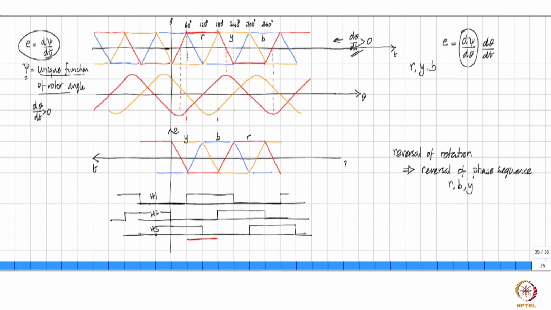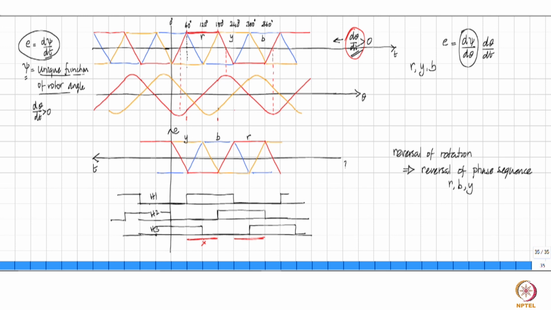As per the direction of rotation, greater than 0. But now if you reverse the direction of rotation, where do you want 1 to be on? 1 should be on whenever the induced EMF becomes greater than 0, and therefore the region when 1 should be on now shifts. It should now be on during this time and not here for reverse direction of rotation.